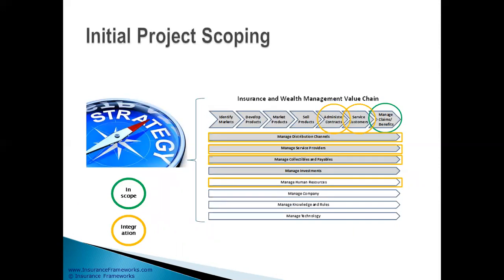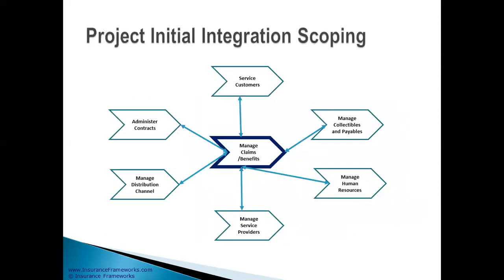Let's take an example. Here we have claims as the in-scope of the project. Everything that is in yellow is part of the integration. So, MEC claims will be interfacing with customer service. It will be interfacing with administration of contracts, as well as distribution channels, service providers, collectibles and payables, and human resources. As soon as I have that understanding, I have now the integration scope. And it represents exactly what we did on the previous slide.